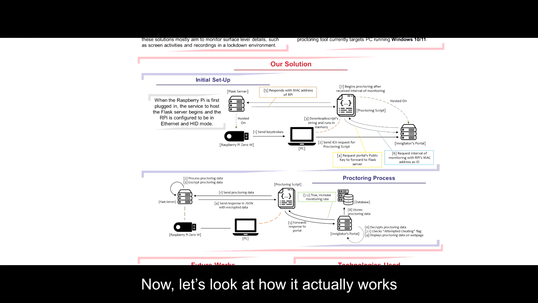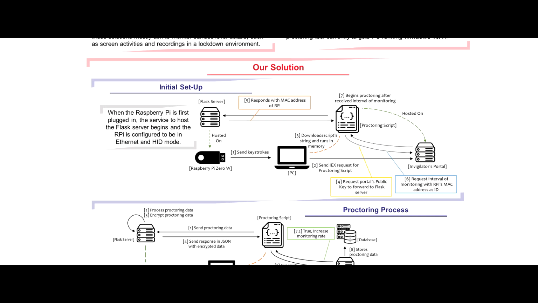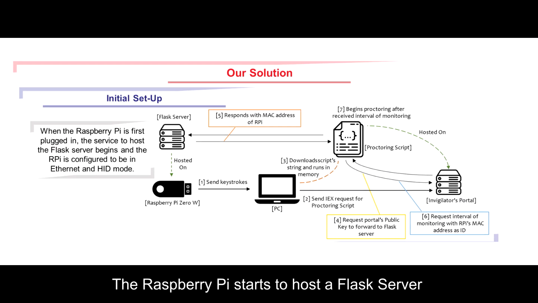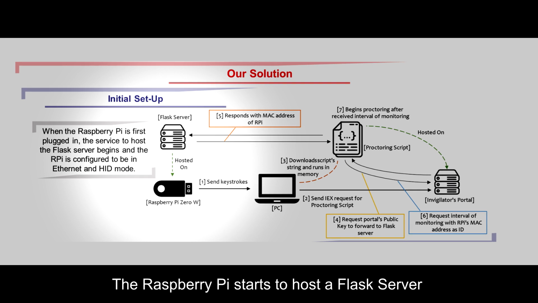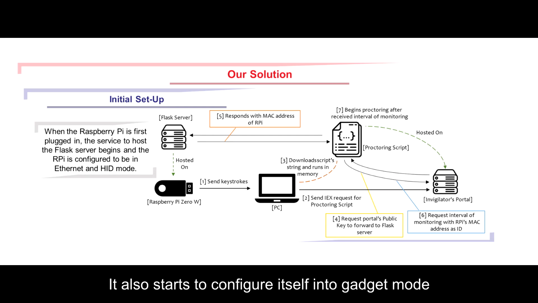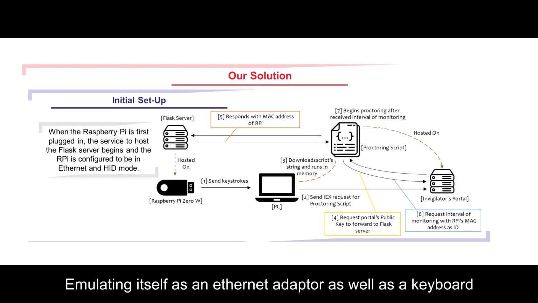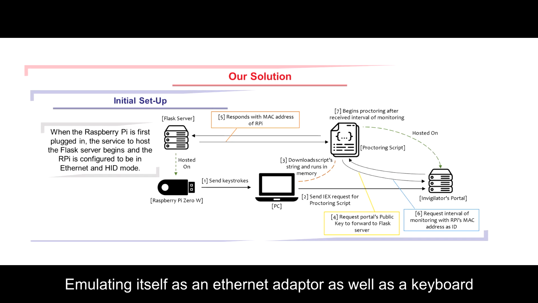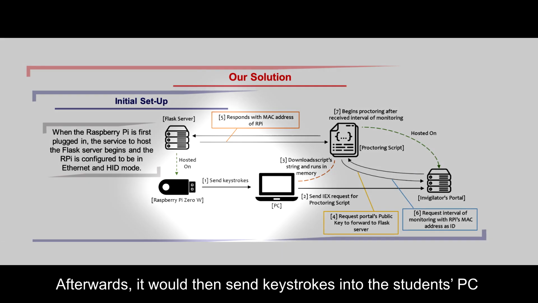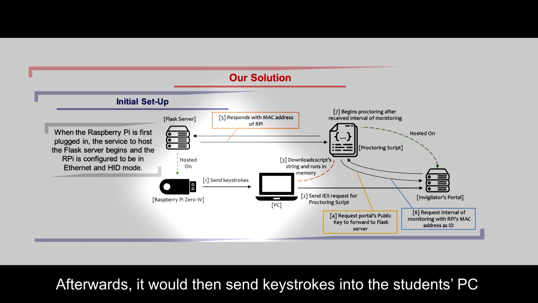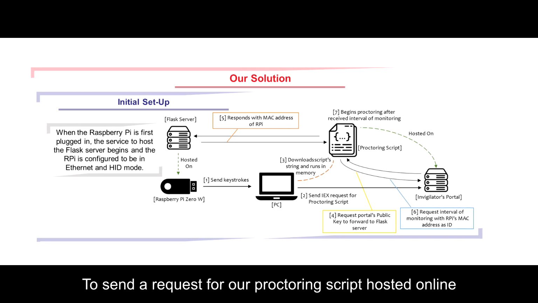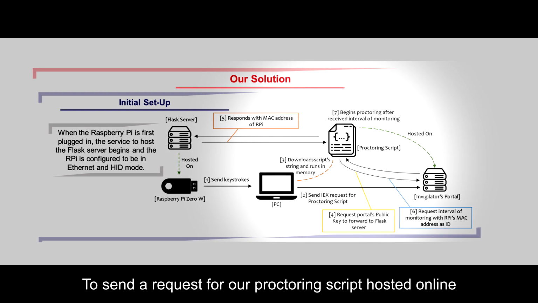Now, let's look at how it actually works. For the initial setup, the Raspberry Pi starts to host a Flask server when it is powered up. It also starts to configure itself into gadget mode, emulating itself as an Ethernet adapter as well as a keyboard. Afterwards, it would then send keystrokes into the student's PC to send a request for a proctoring script hosted online.